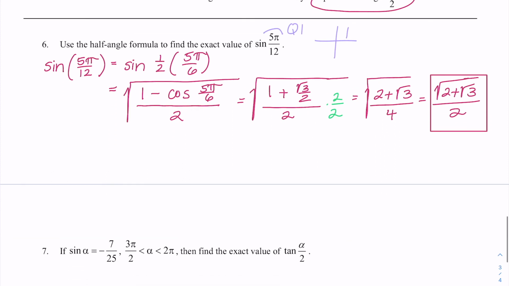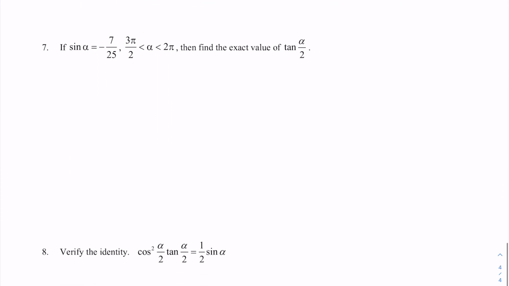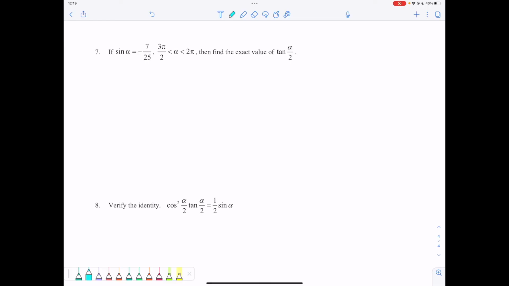Okay, so now let's look at number 7. In number 7, if sine of alpha is equal to negative 7/25 and alpha is between 3 pi over 2 and 2 pi, find the exact value of the tangent of alpha divided by 2. Okay, so let's begin with the information we're given here.